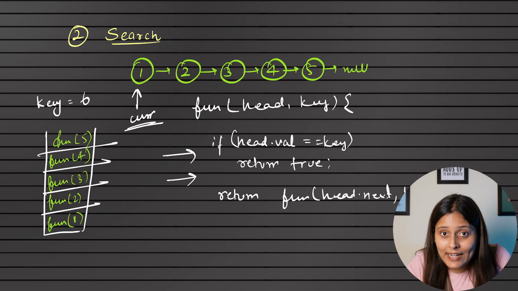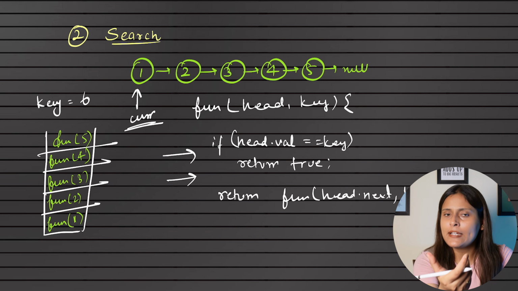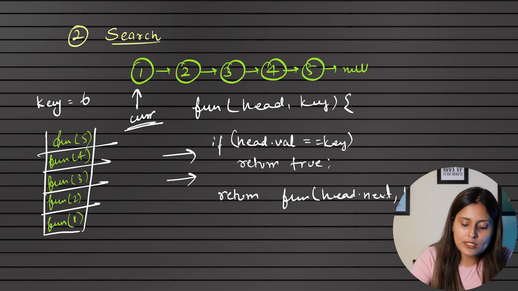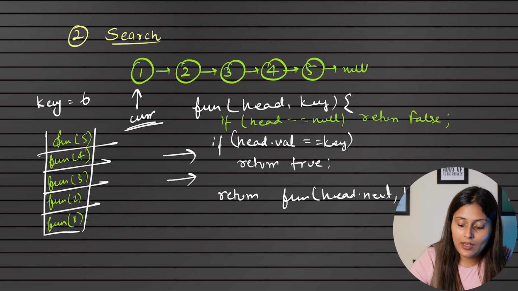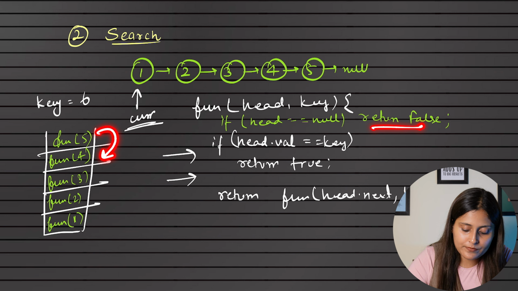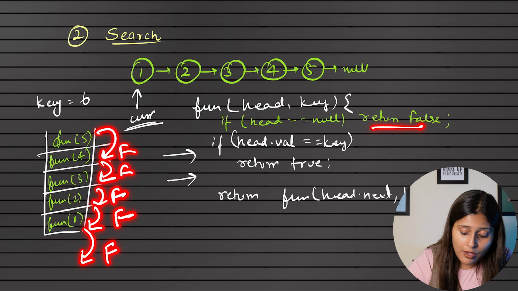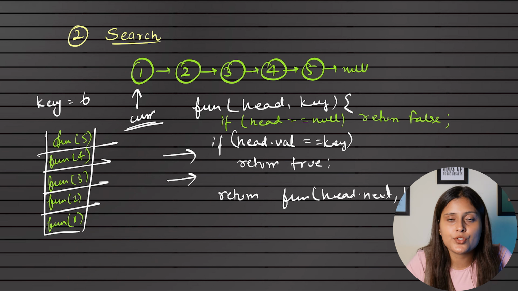If my head is null, that is, the condition in the while loop, that will become the base case here. So what is the base case? If head is equal to null, return false, saying you have not found anything. Okay, so false will get returned. Yes. Now this false will get returned, this false will get returned, and false will get returned to the final function call.